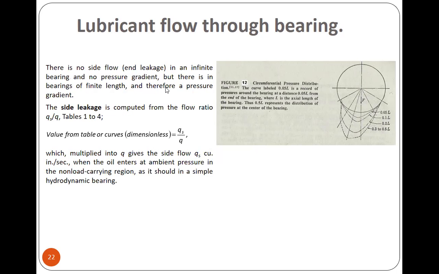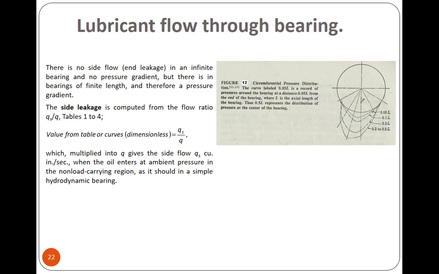Now, there is no side flow and leakage in an infinite bearing and no pressure gradient, but there is in bearings of finite length, and therefore a pressure gradient. The side leakage is computed from the flow ratio, QS over Q, tables 1 to 4. So take note yung tables 1 to 4, and then yung partial, full bearing, 120 degrees, 80 degrees. So ilalagay nyo yan sa solution kung anong table number, para ma-identify kung tama yung ginagamit na table.